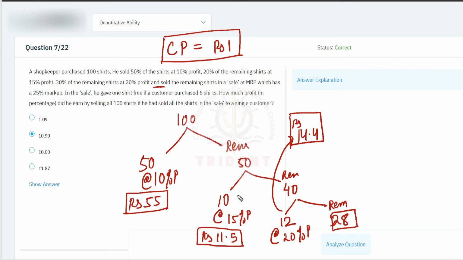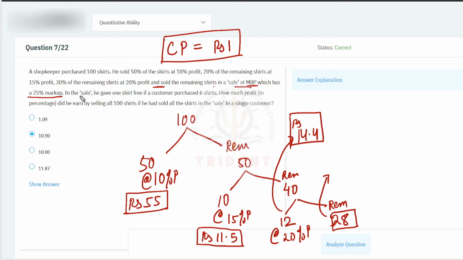out of these shirts. Okay, now what about this remaining 28 shirts? I have got no idea about how much profit he is making out of these shirts, but they have written that the remaining shirts are sold in a sale at MRP, which has a 25% markup. Now what that means is that for these 28 shirts, the cost price could very well be 28 rupees, but he's selling those 28 shirts at 1.25 rupees each. Okay, now to make your life easy, let's read ahead.